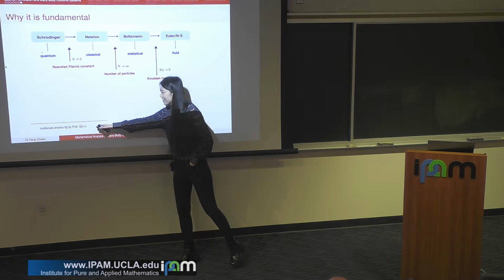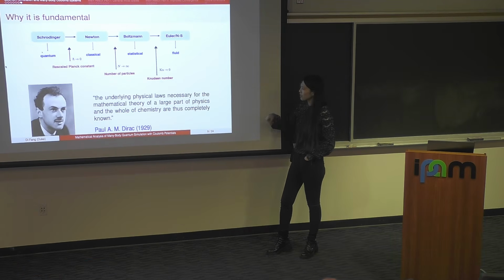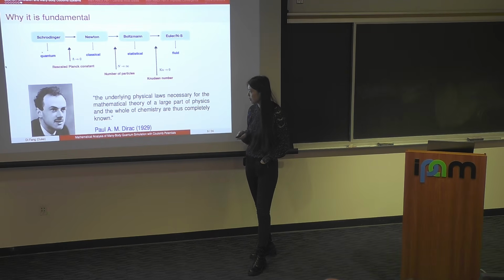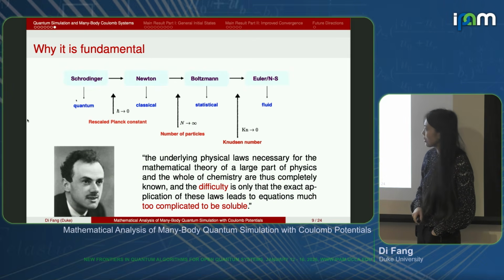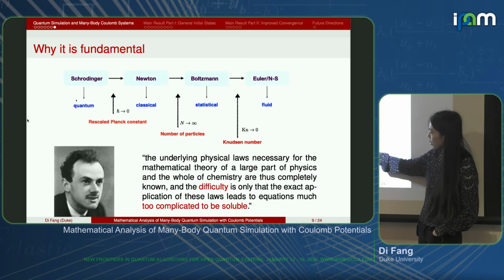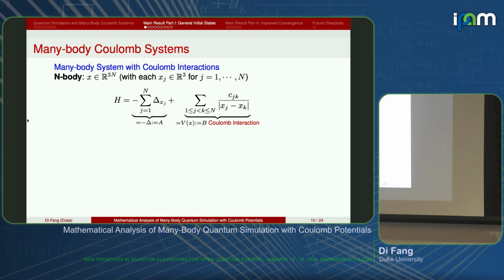and I took this particular figure from my thesis advisor, Professor Chili's slides. It's also nice to mention, just as a motivation, why the many-body Coulomb system is important. We can basically quote Paul Dirac: a large part of physics and the whole of chemistry is known, and the difficulty is solving them. I'm not going to discuss solving.